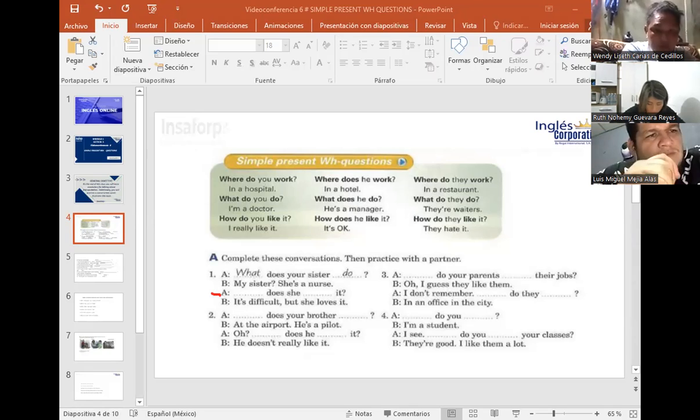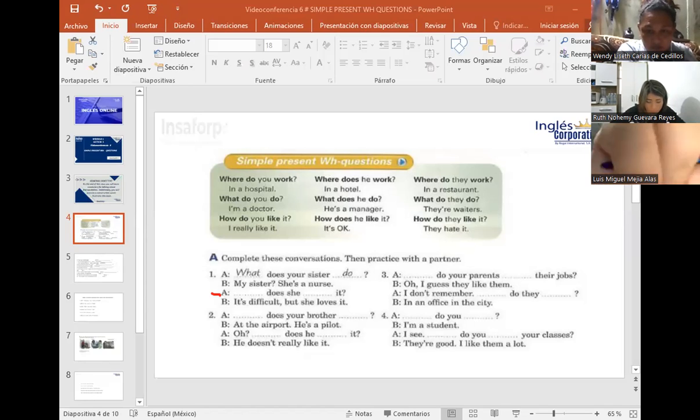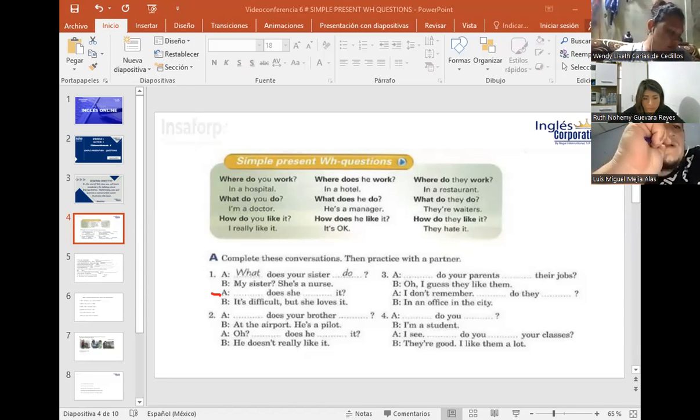Look at the next one, number two. Look at the number two here. It's difficult, but she loves it. That will be the answer. Number two, what is the number two? Where does your brother work? Where does your brother work? Okay. At the airport. He's a pilot.